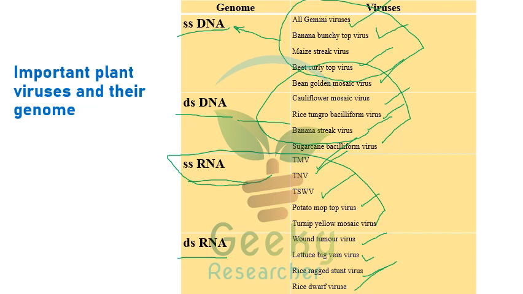Definitely we may expect questions like: banana streak virus genome is composed of, or which of the following viruses, where they give a virus name like beet curly top virus, and the options are single-stranded DNA, double-stranded DNA, single-stranded RNA, or double-stranded RNA. We may expect something like this.